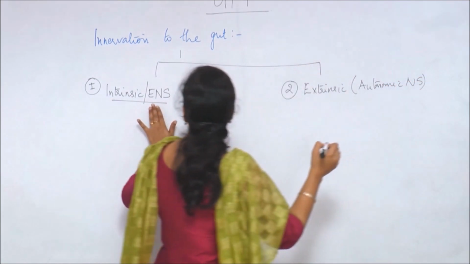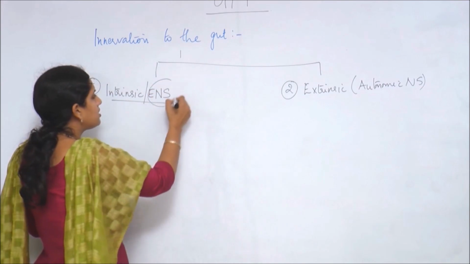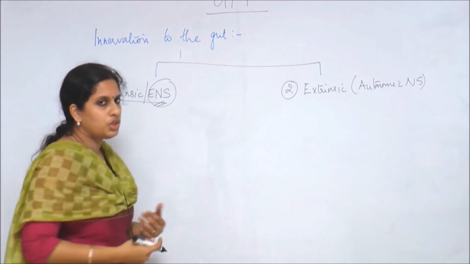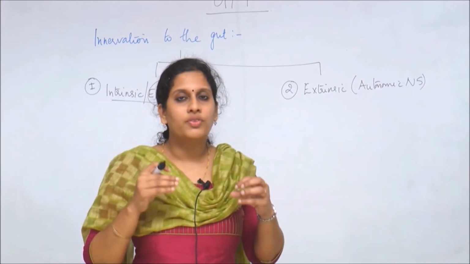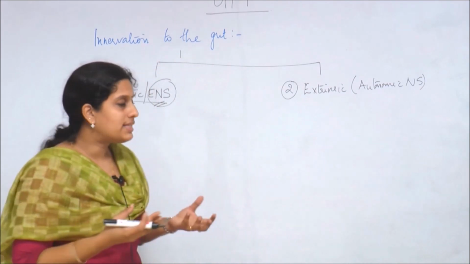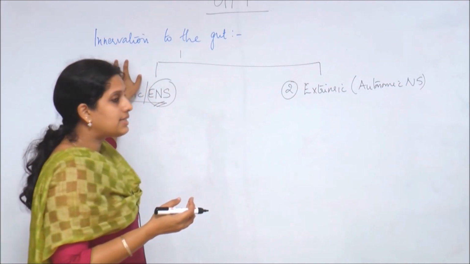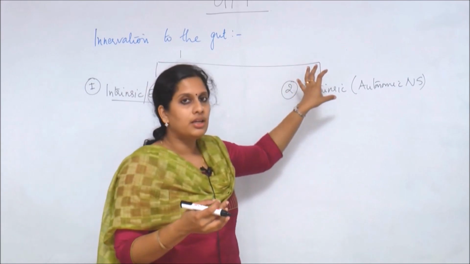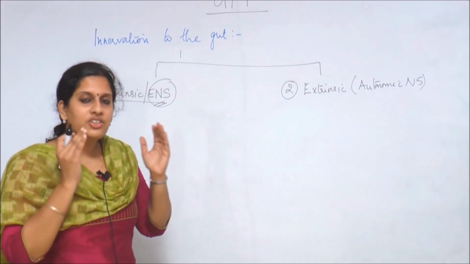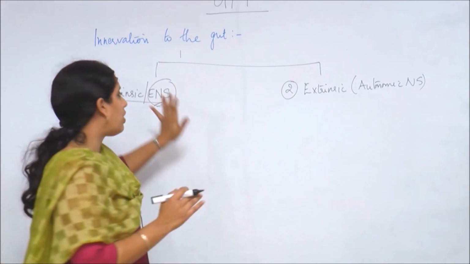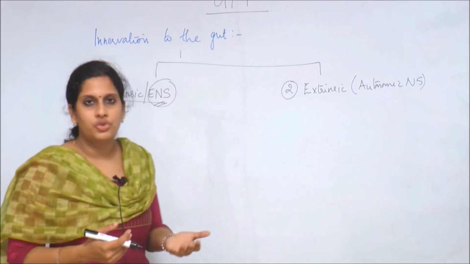So what is meant by enteric nervous system? The enteric nervous system alone can also be asked as a short note. The innervation of the gut is asked as a question, and you have to write about both the intrinsic as well as the extrinsic nervous system. If the enteric nervous system alone is asked, then you have to write only about the intrinsic nervous system.